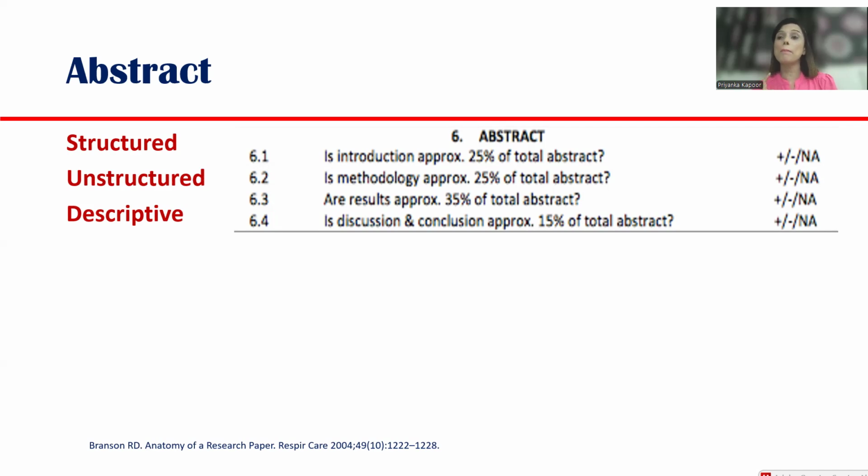Results have to occupy the maximum section, which is 35%, because that is what the reader is here to read about. The results are very important, but you should primarily include only the primary outcomes. The significance has to be mentioned, but the secondary outcomes and non-significant findings belong in the total manuscript. The conclusion can be directly the conclusion of your primary outcome and a future aspect you would like to recommend to the readers. That is how your abstract has to be structured.